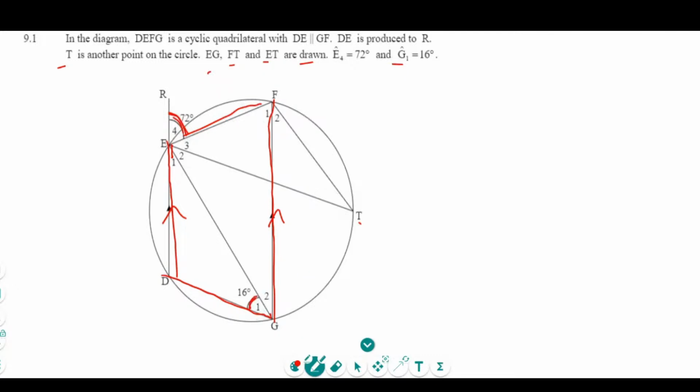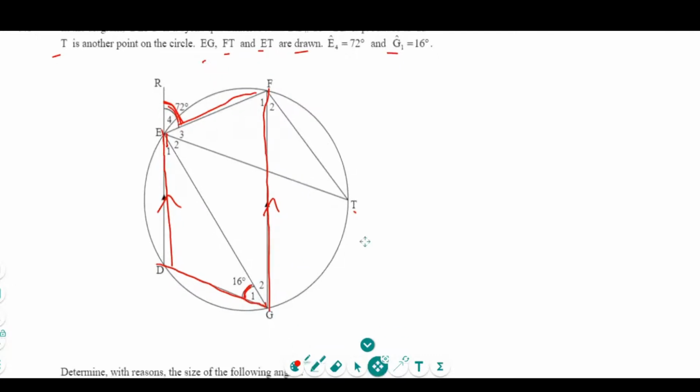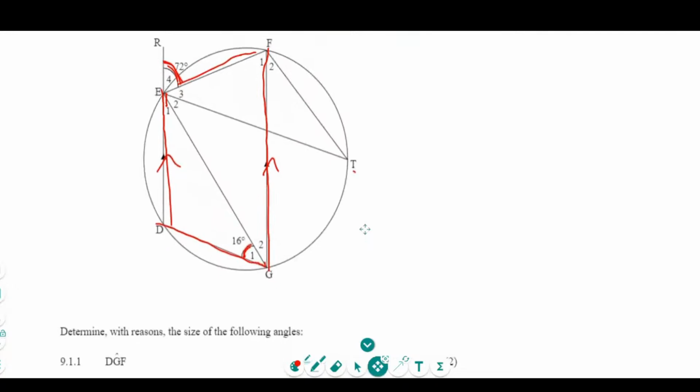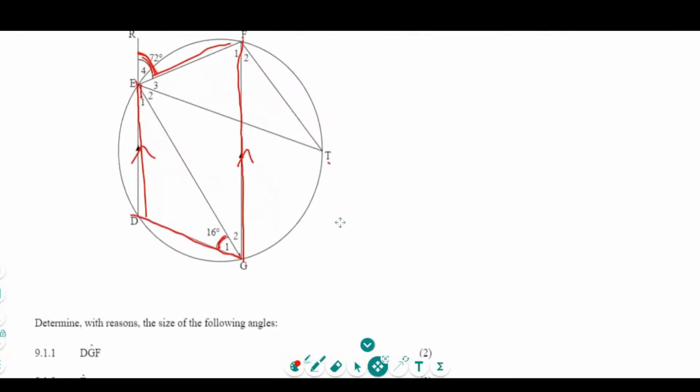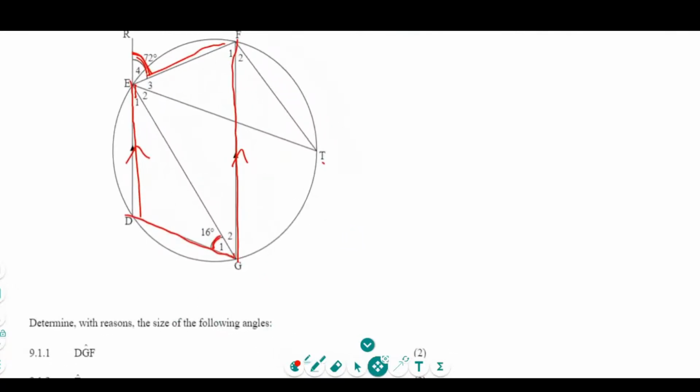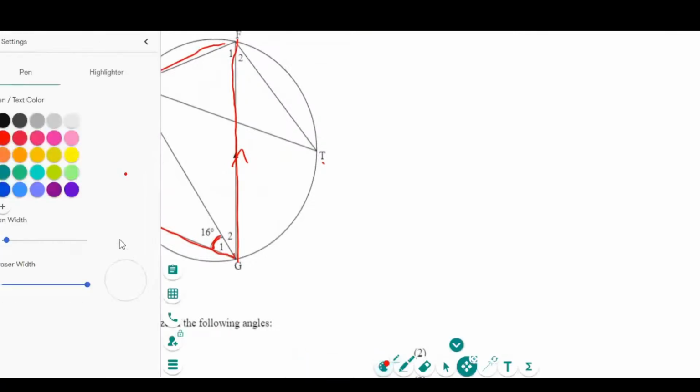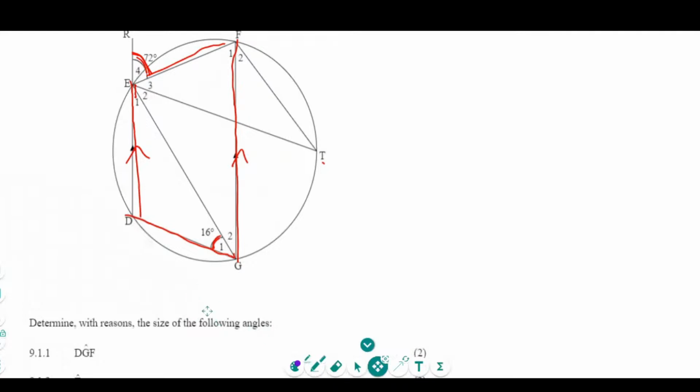Then the first question is asking us, they want the size of DGF. Let me use a different color. Okay, DGF. So that angle is the whole of this.